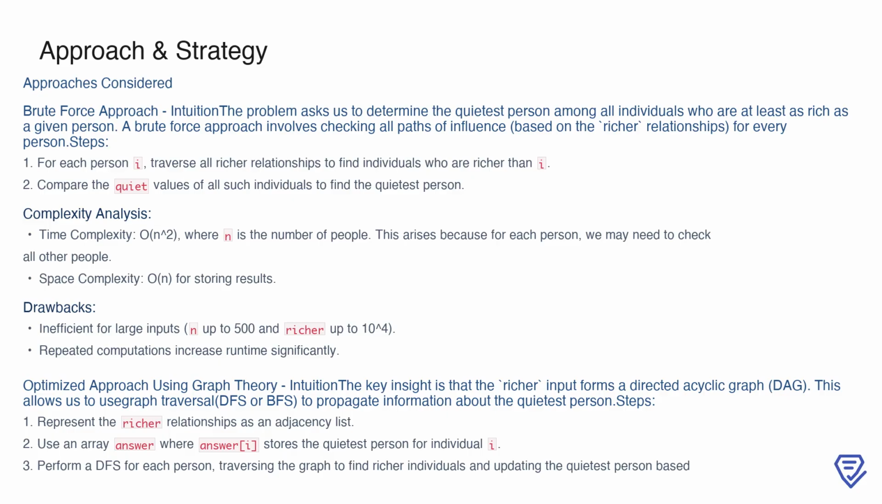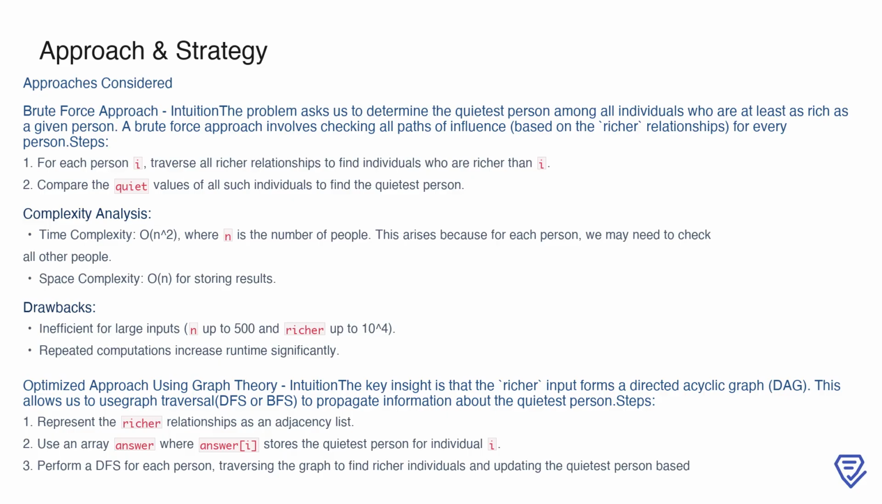However, when analyzing the complexity, we see that this method has a time complexity of n squared, where n is the number of people. This is because, for every individual, we may need to check all others. Additionally, the space complexity is n to store intermediate results. The main drawback of this approach is its inefficiency for large inputs, particularly when n can go up to 500 and the number of richer relationships can reach 10,000. Repeated calculations make this approach computationally expensive and impractical for real-world scenarios with such constraints.